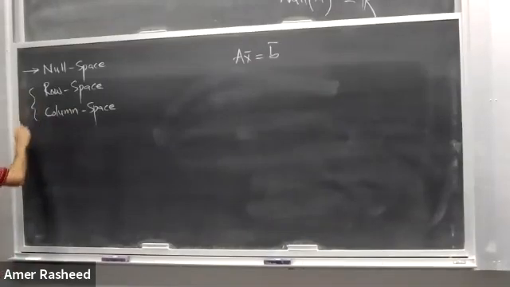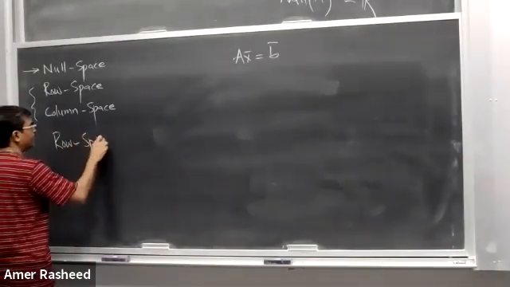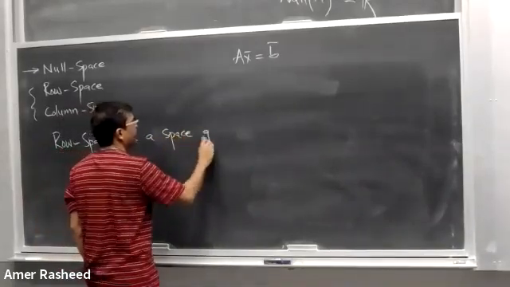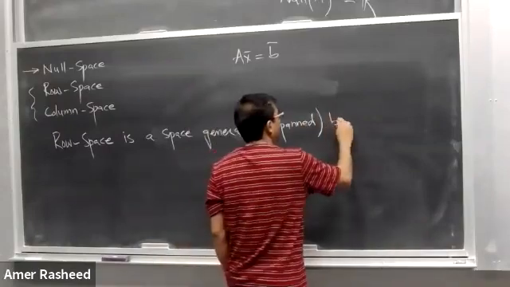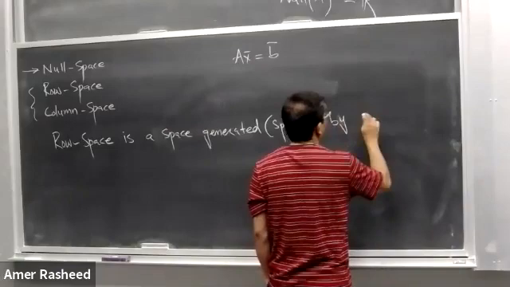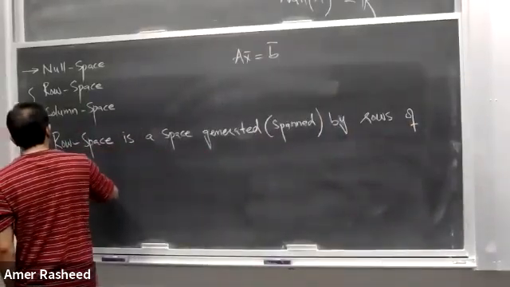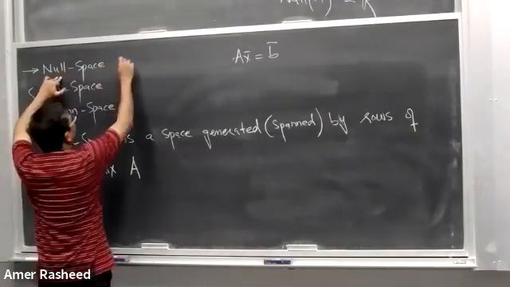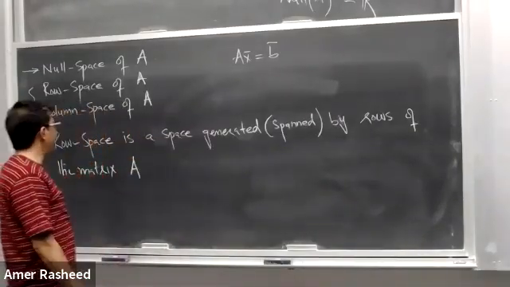Now we are going to discuss these row spaces and column spaces. As I told you, what is a row space? Row space is a space generated by, or spanned by, all rows of the matrix A. Okay. What we are discussing: null space of a matrix A, row space of a matrix A, and column space of a matrix A. But the row space is a space generated by rows of the matrix A.